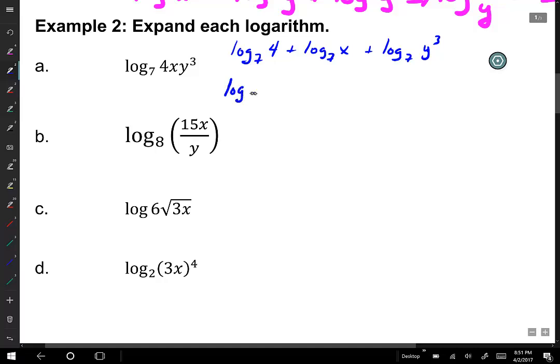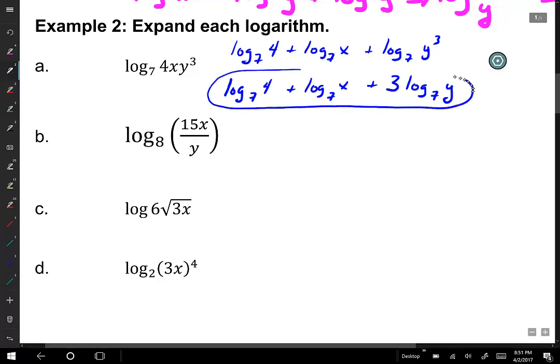Final answer, log base 7 of 4 plus log base 7 of x plus 3 log base 7 of y. You might be able to do that in 1 step, but just trying to show you can break it up and take it nice and slow.